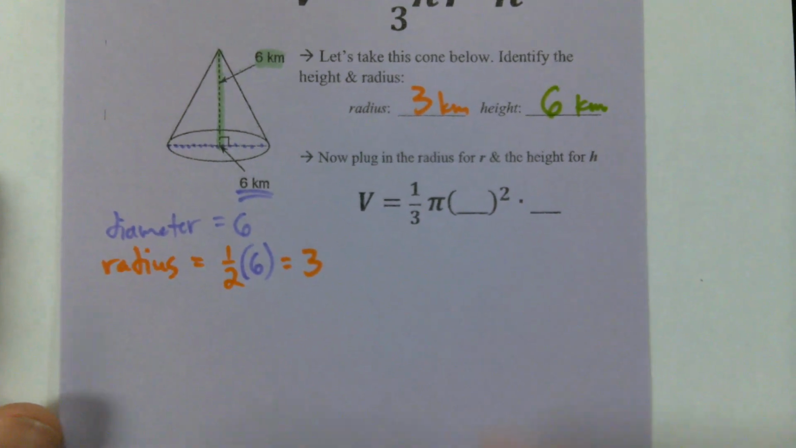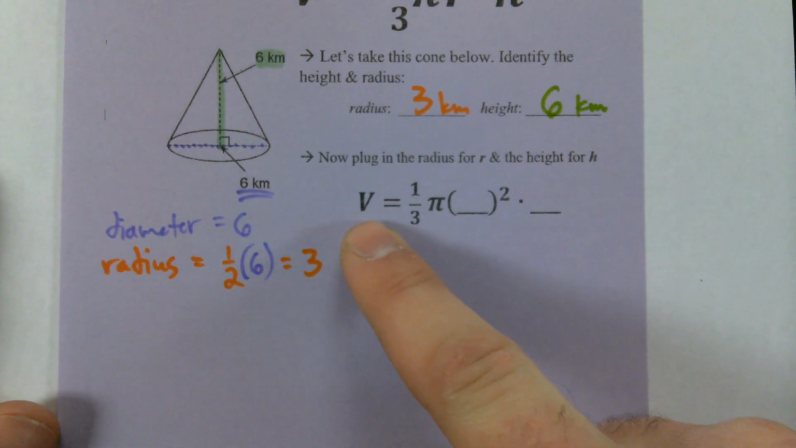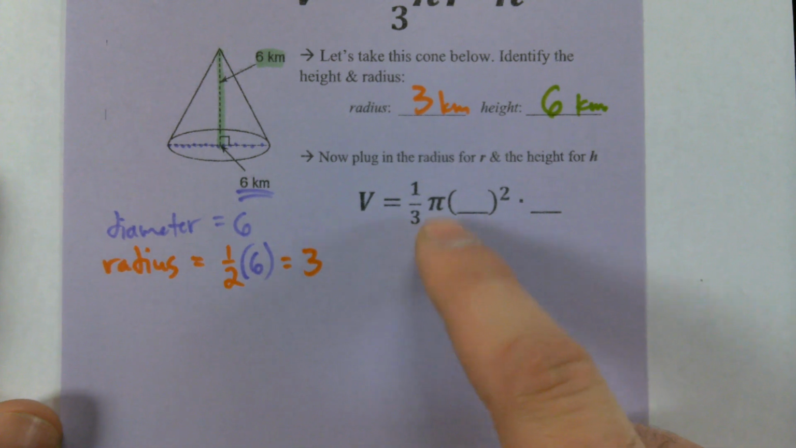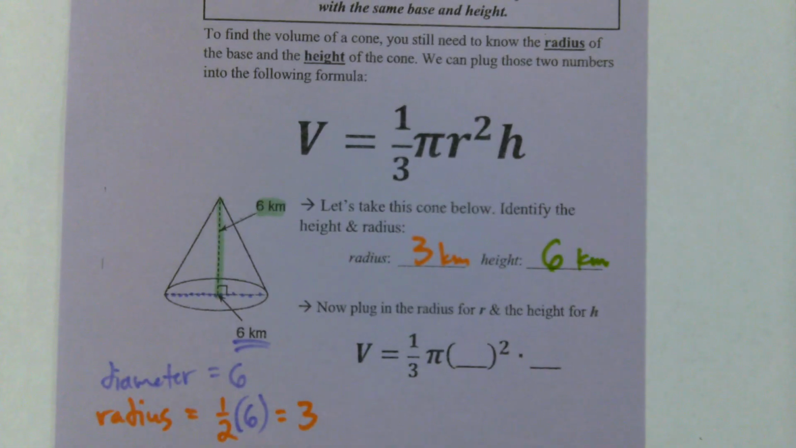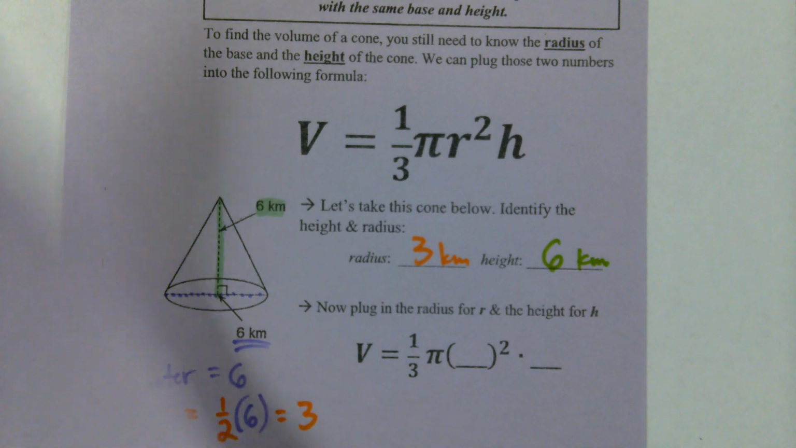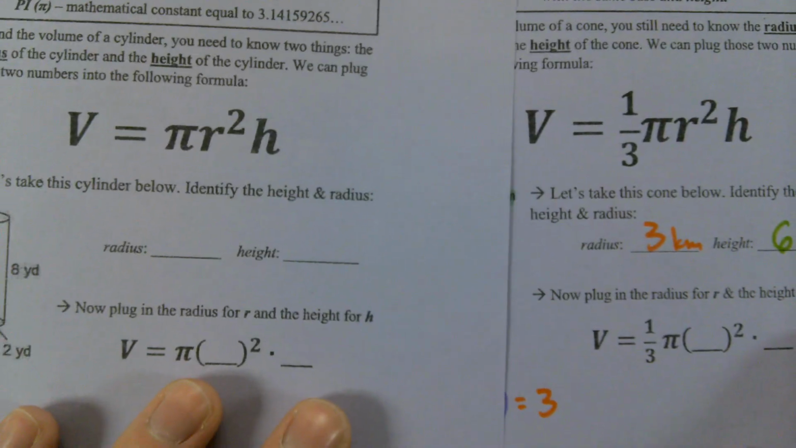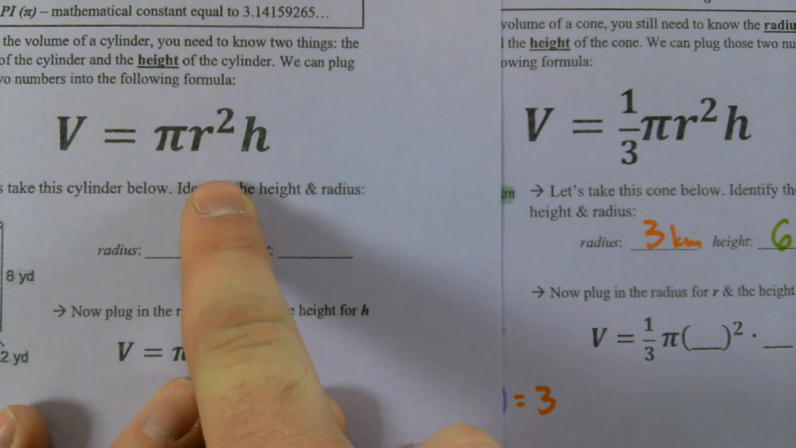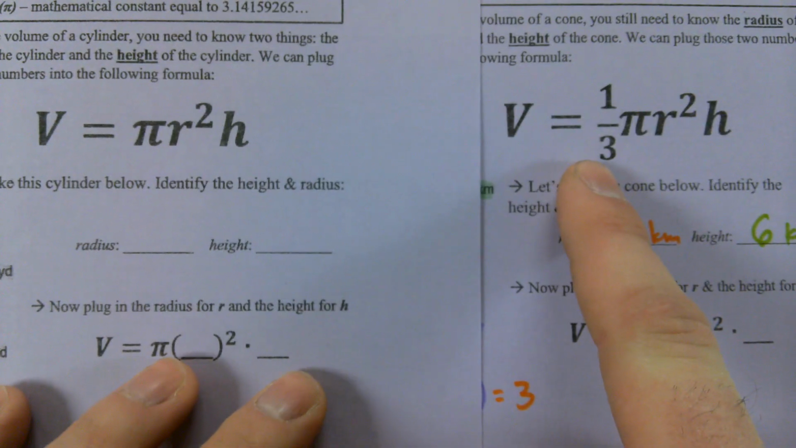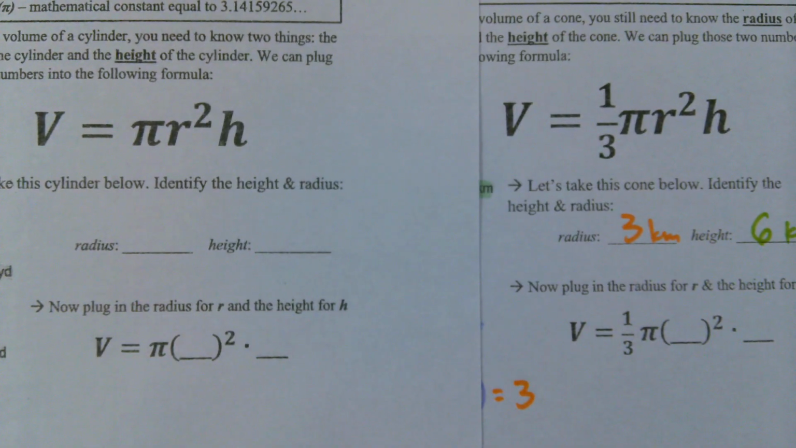Let's go ahead and plug these numbers in then. Our formula is V equals 1/3 pi r squared h. I'm going to bring up Tuesday's formula. Here it is. So here's the volume of a cylinder. Here's the volume of a cone. What's the difference between those two? Is there any difference at all between those two formulas, Noah?